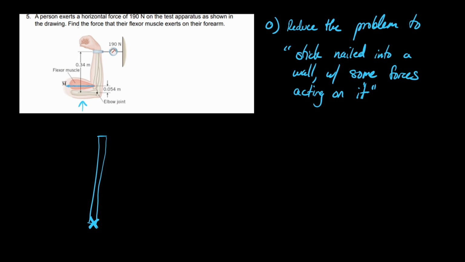Okay, I have some pull here. They call it M, but I don't like that. I'm going to call it F muscle. Okay, and I have this gauge pulling me to the right. So I'm yanking it to the left, but the cuff is pulling me back to the right with size 190 newtons. And the question is, what is F muscle?